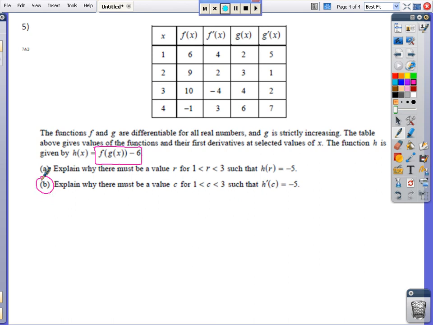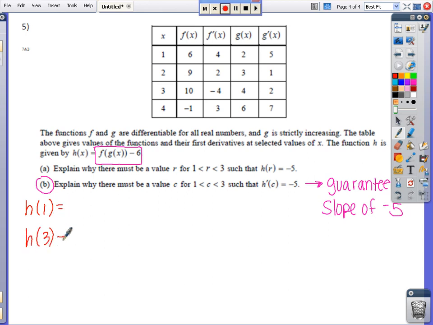So this is asking us to guarantee a slope of negative 5. When I'm trying to guarantee a slope, the first thing I think about is MVT. So what I'm going to look at is, MVT would say that if you find h of 1, and you find h of 3, and then you find h of 3 minus h of 1 all over 3 minus 1, that slope would be guaranteed. So my guess here is that the slope probably is negative 5. So let's actually do h of 1.